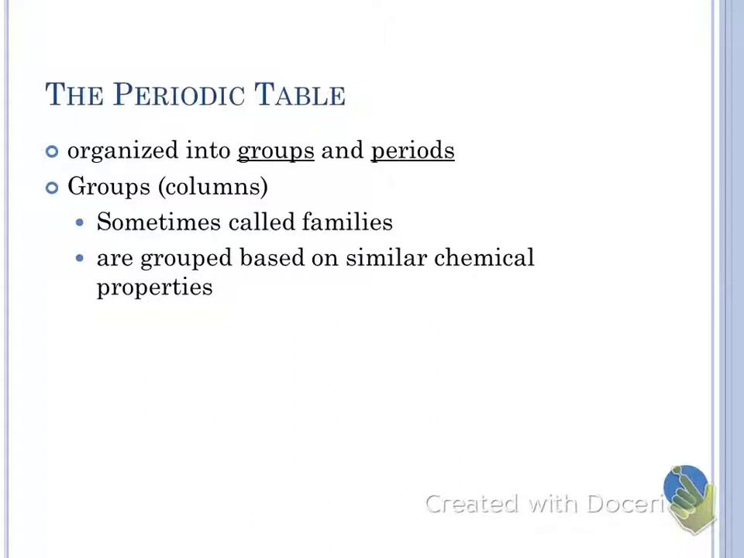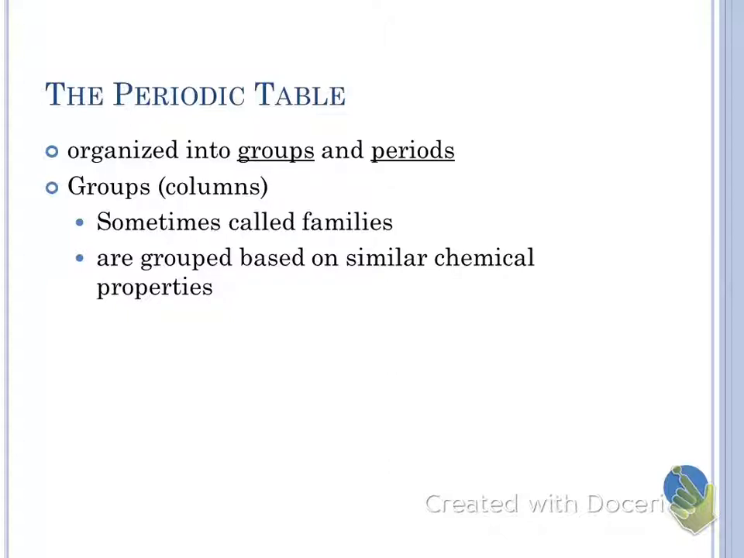Okay, groups are based on similar chemical properties. So within a group, within a column, those elements act similarly. Okay, so as you go down through a group, so let's look at group 15. What does group 15 start with? Nitrogen. So nitrogen, phosphorus, arsenic, antimony, and bismuth. Those are the 5 elements in group 15.